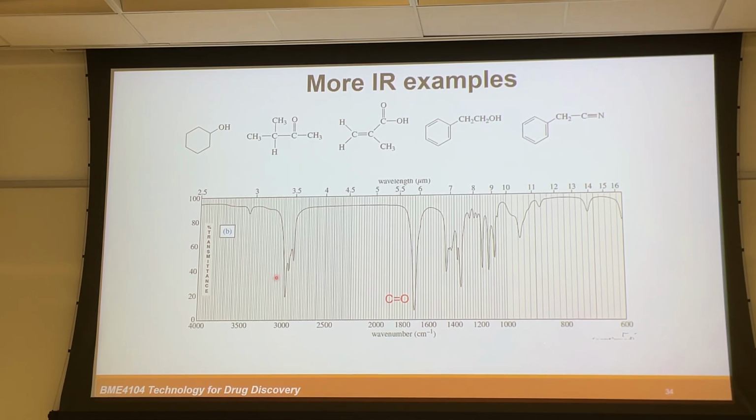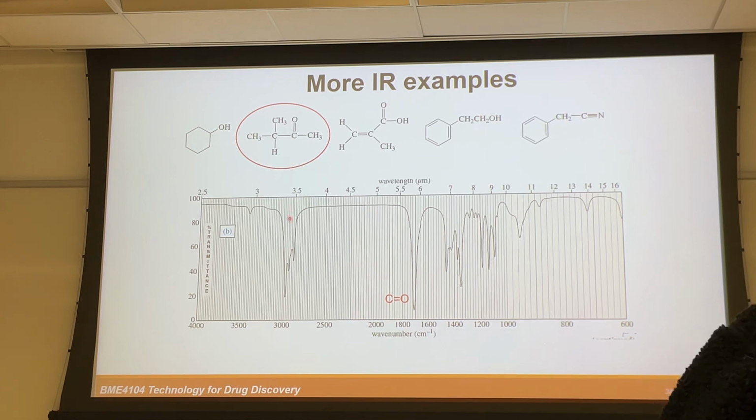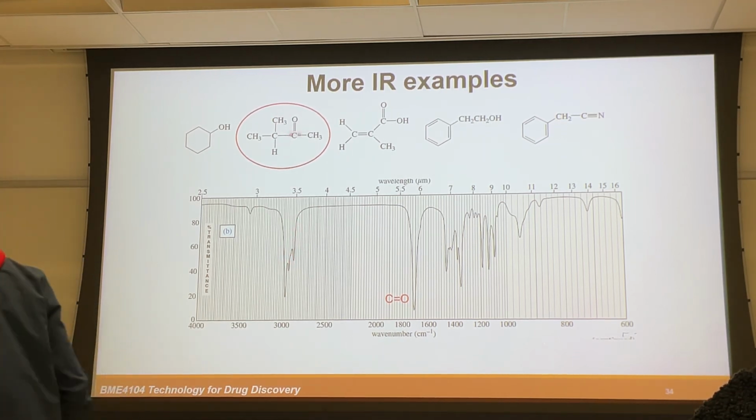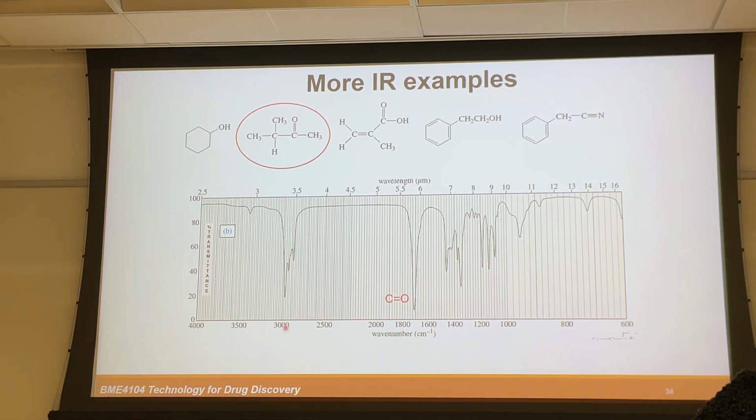And if we double check, if we draw a 3000 line here, we notice all the peaks lie below the 3000 line. That means we shouldn't have a carbon-carbon double bond CH stretch. And indeed, this one doesn't have one, which is consistent with what we saw here.